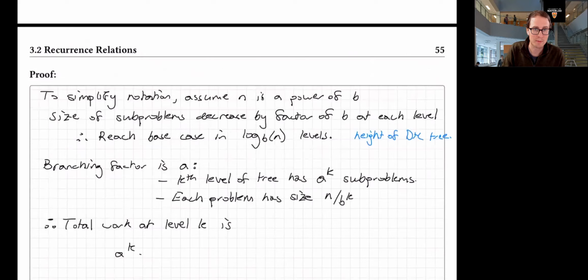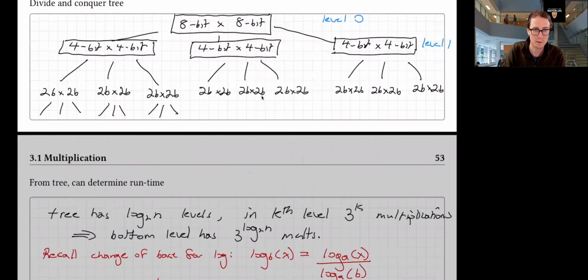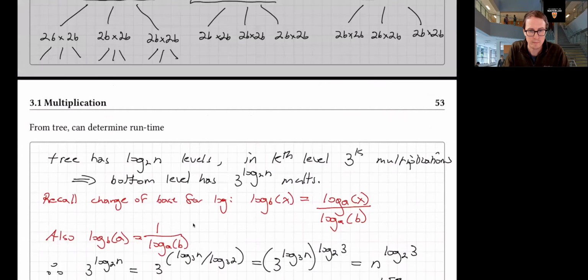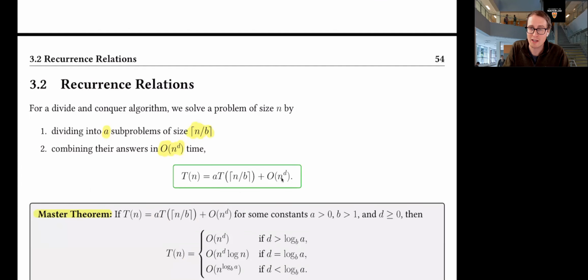Let me just go back up to show you what I mean. In a given level, we're calling this function, right? It does two things in the function. One is all the stuff outside of the recursive calls, and the other is the recursive calls. So the work done at this level, in this function itself, not including its further recursive calls, is just the work done in lines 1, 2, 3, 4, and 8. So that's the time for all these additions and everything. And so that is this big O n to the d, right?